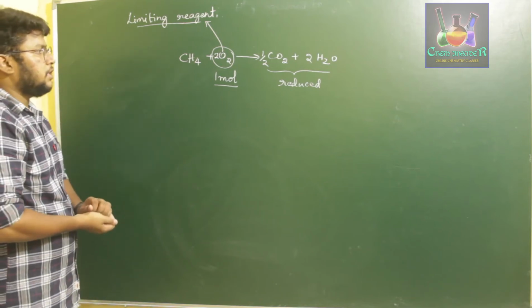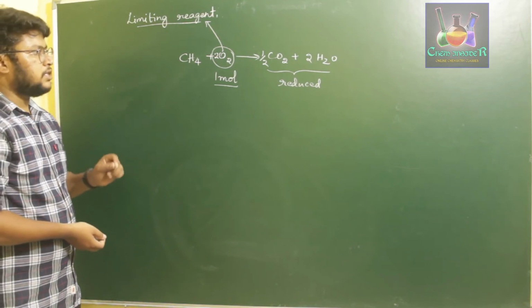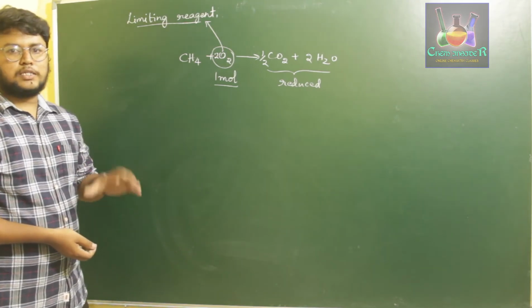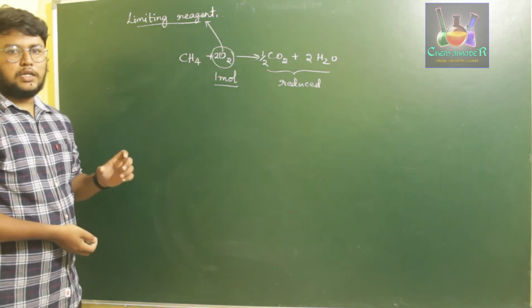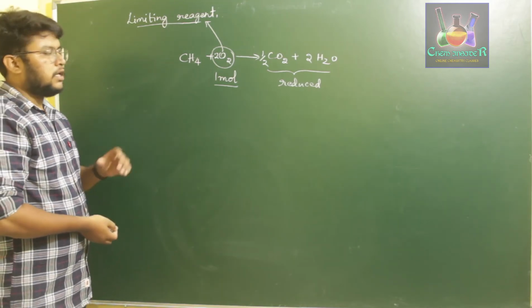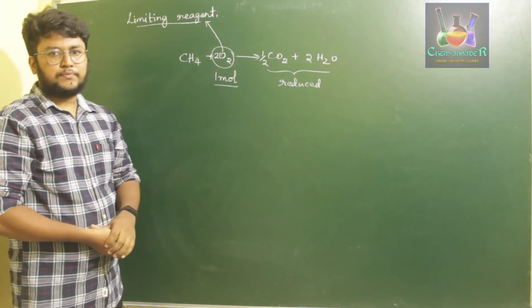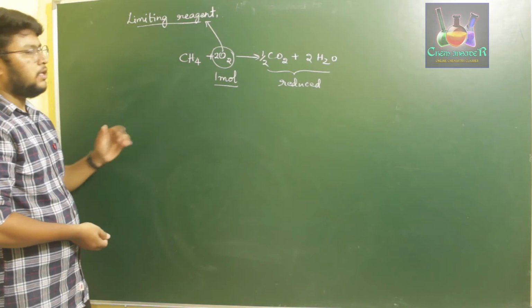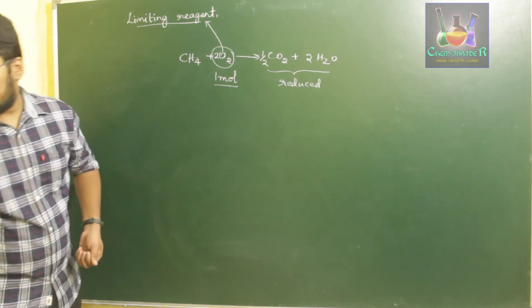So what is this limiting reagent now? A limiting reagent is a reagent which is taken in a reaction at a lesser quantity. So if one of the reactants of a reaction is taken in a lesser quantity, then that reactant is said to be the limiting reagent for that reaction. Okay, so this is about limiting reagent. Let us understand more about it by solving a problem.